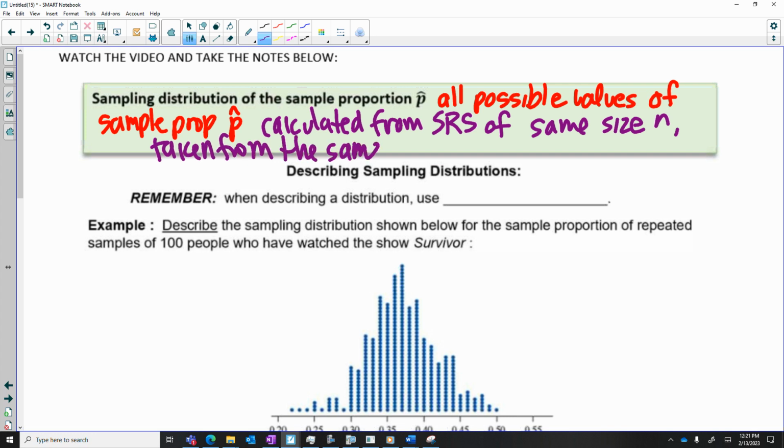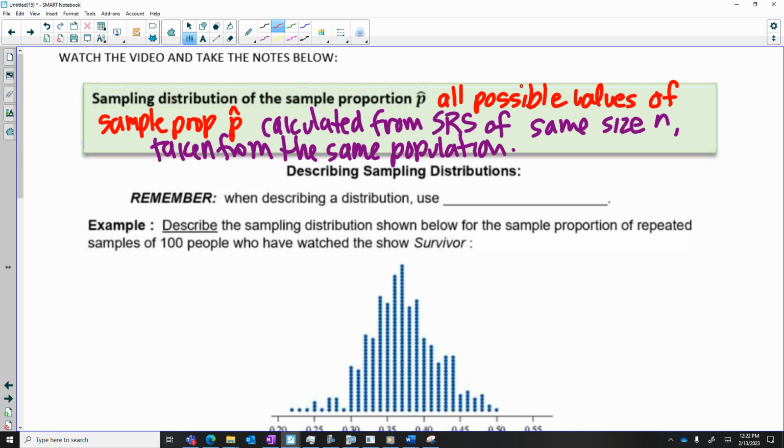Okay, so you just did this when you did the previous page. You did samples of size 10, and you did simple random samples because you were using a random number generator and finding the p hat. So you found the p hat, found the p hat, found the p hat. If you had done this infinite times and plotted all the values of p hat, that would be called the sampling distribution of the sample proportion p hat.